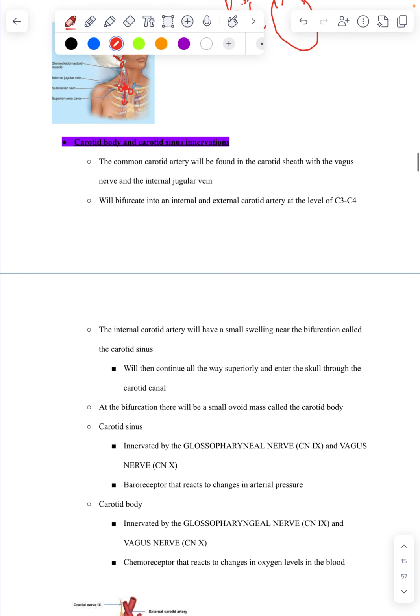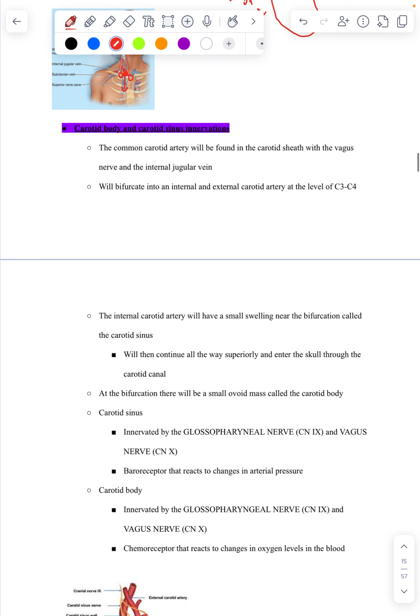All right, carotid body and carotid sinus innervation. We have a common carotid artery, which will split into an external carotid artery and internal carotid artery. This split happens at the level of C3, C4. She loves numbers, so she could possibly include this. Obviously, arteries are coming away from the heart, so this is splitting as you go up.